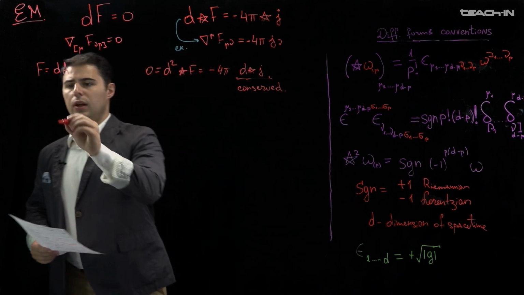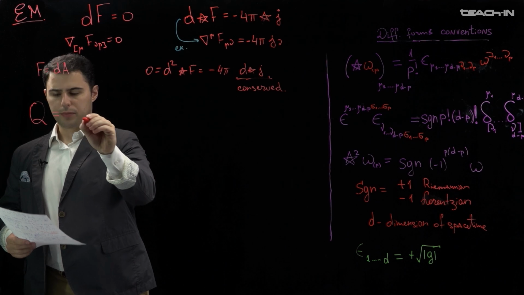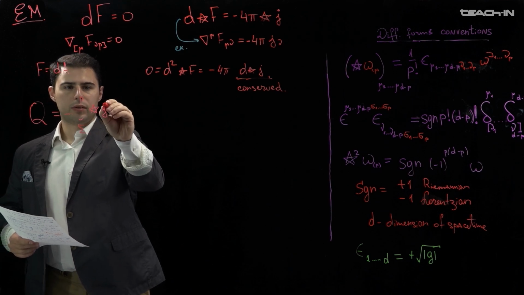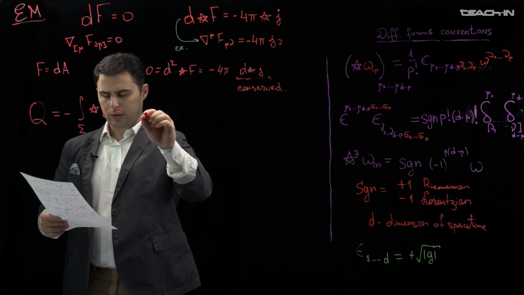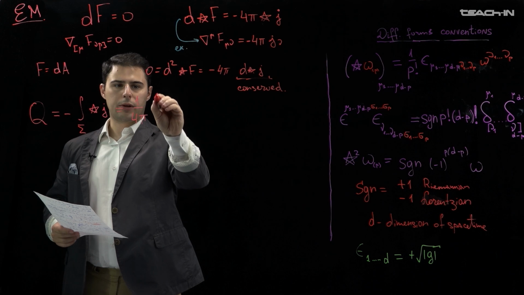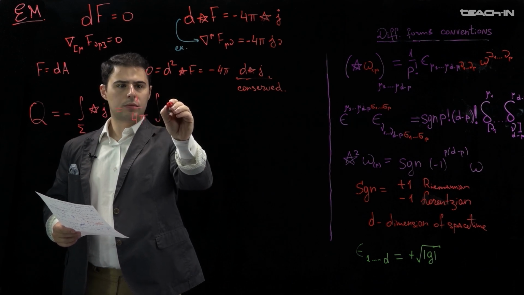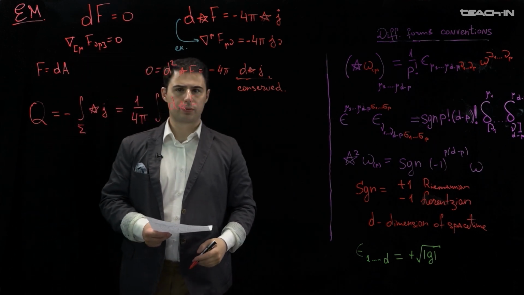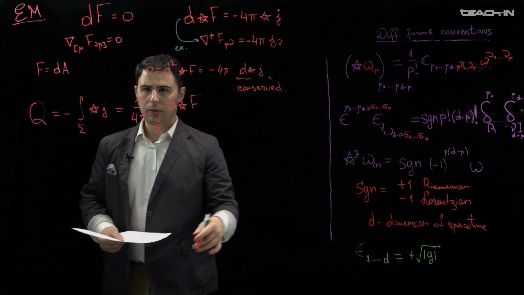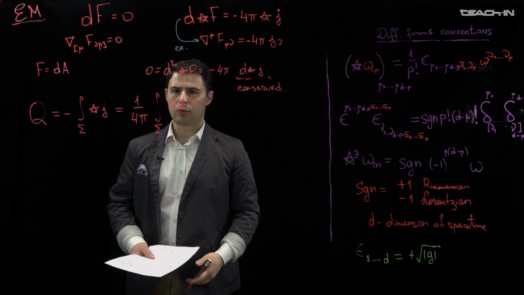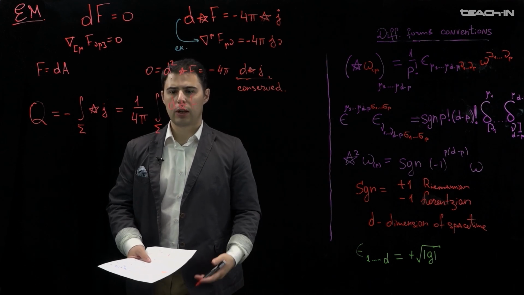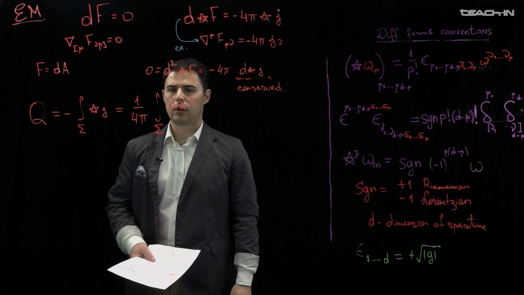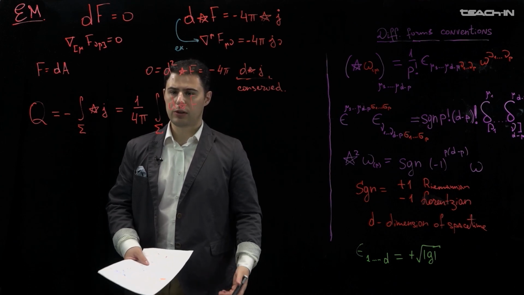Using the previous definition, we can then write minus the integral over sigma of star J equals 1 over 4 pi the integral of d star F. Therefore, if you take sigma to be a closed manifold, meaning compact without boundary, then this integral would be 0 by the Stokes theorem.